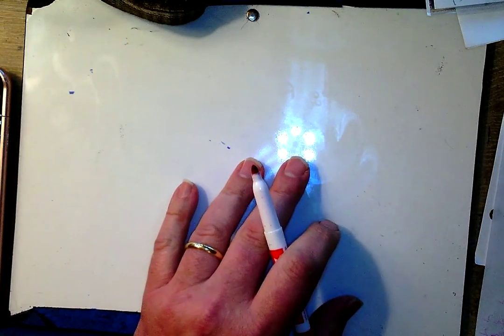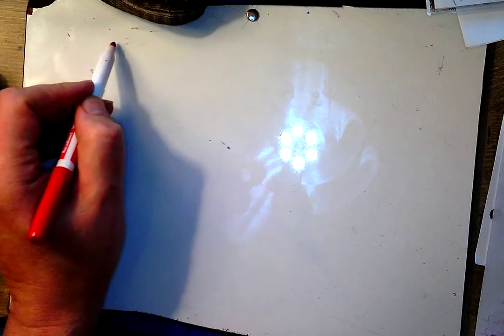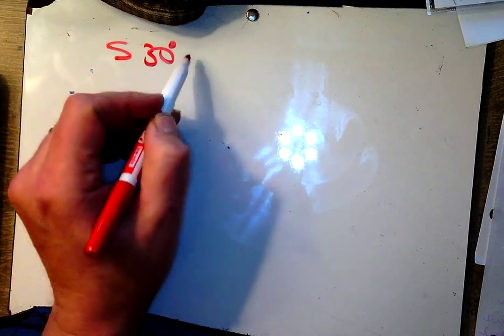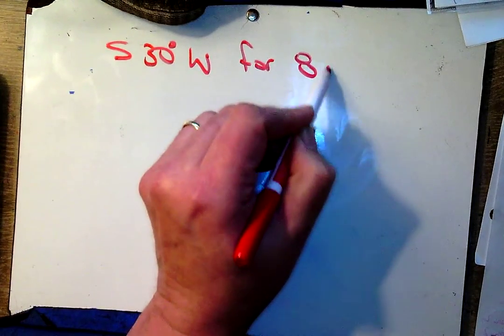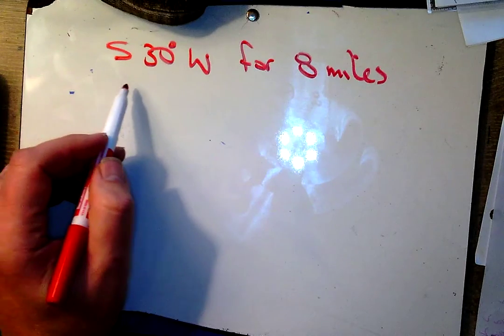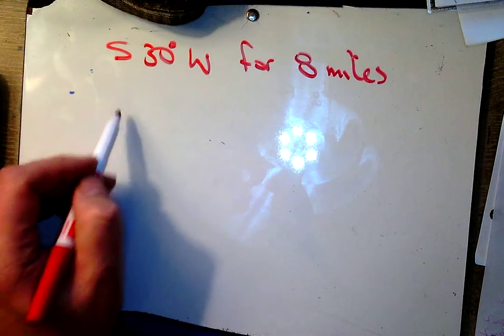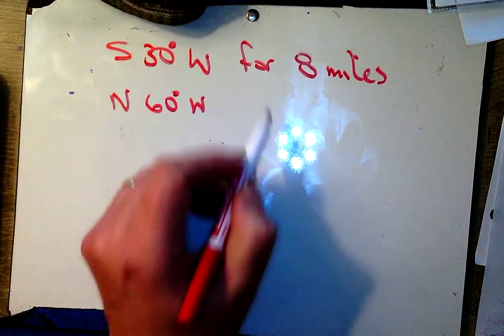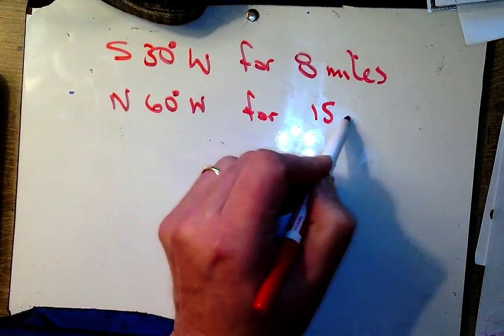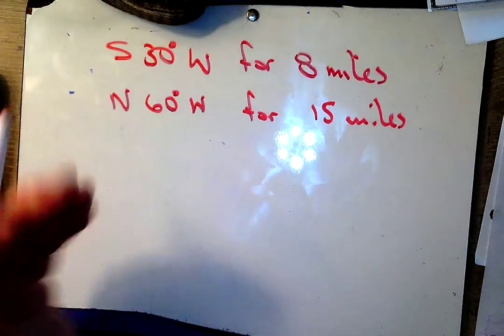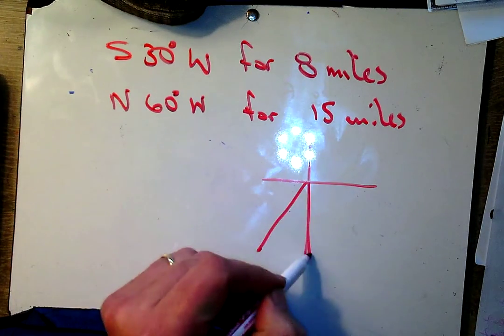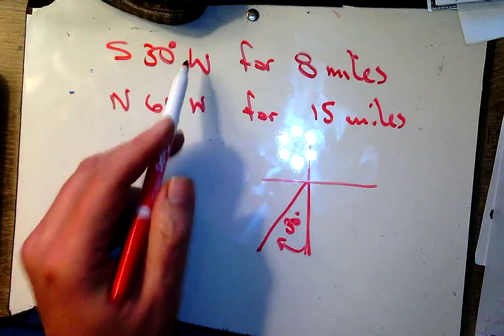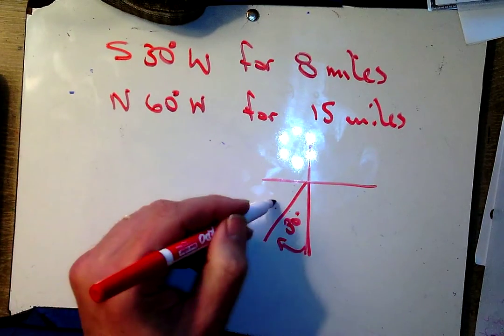I wanted to consider bearings. We can do these bearing problems like how about south 30 degrees west for 8 miles, and then we're going to go north 60 degrees west for 15 miles. And we draw this. Okay, so I'm starting by going off south 30. I head south 30 degrees west, and I go for 8 miles.